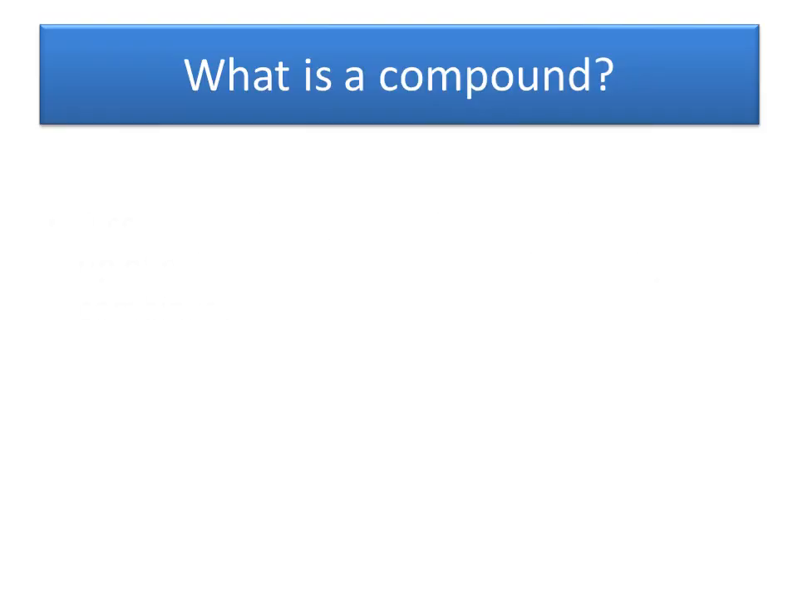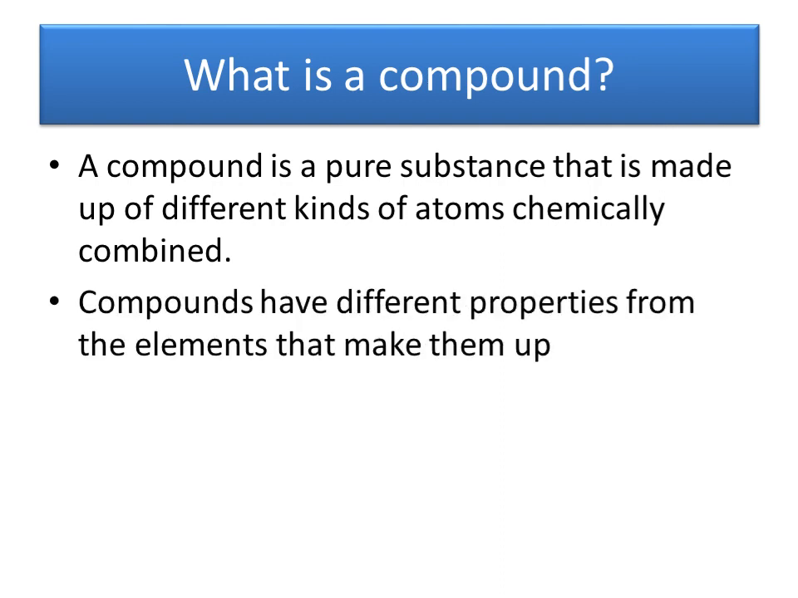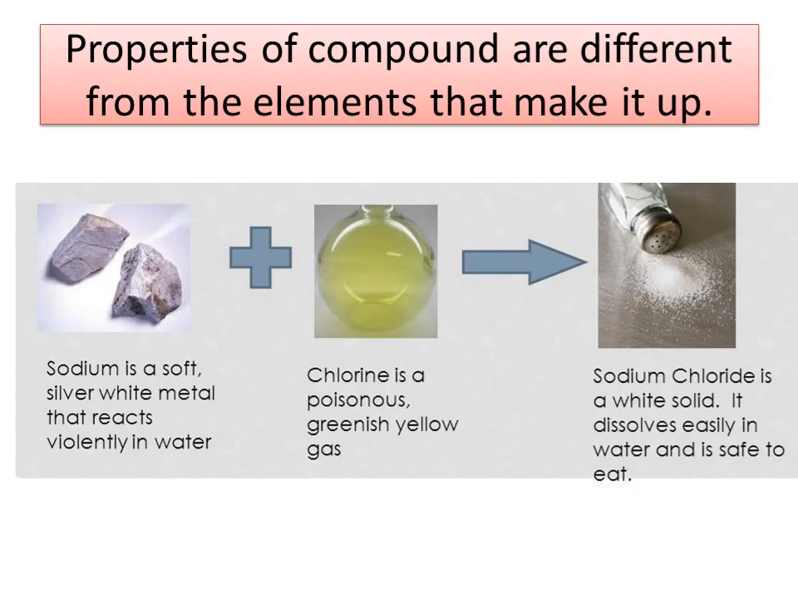What is a compound now? By definition, a compound is a pure substance that is made up of different kinds of atoms chemically combined. Compounds have different properties from the elements that make them up. What do we mean by this? This means that if you have two substances, they combine together to form a new compound. What happens to their properties?